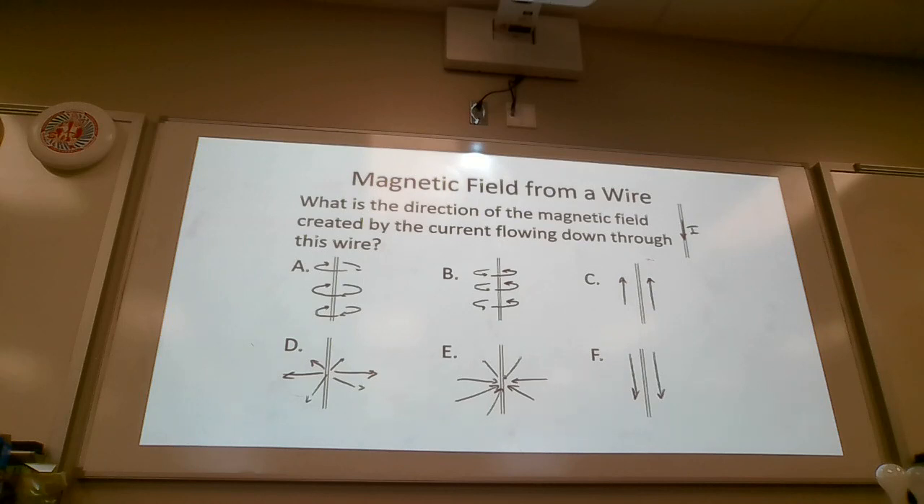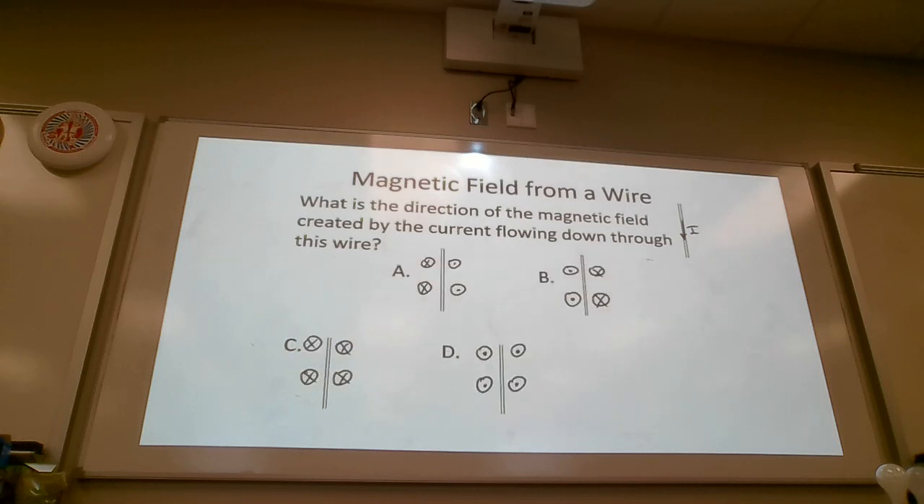Now, physicists usually aren't good artists. And so instead of drawing things like that, they do dots and X's. This is from the pre-quiz.